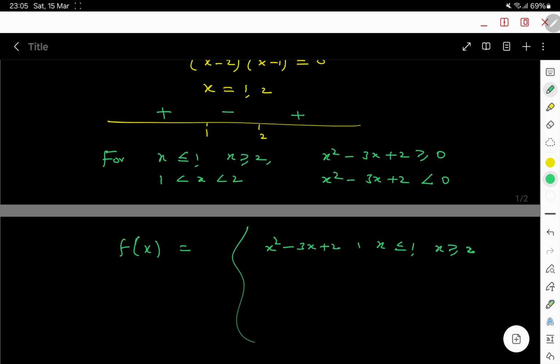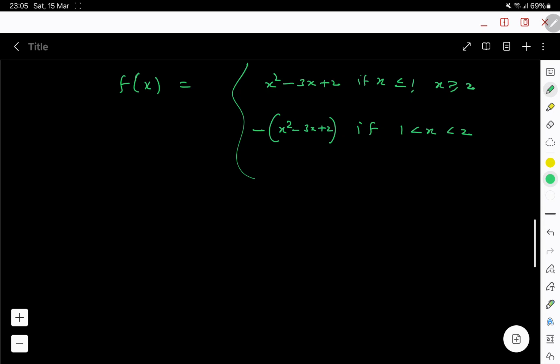If x lies between 1 and 2, x square minus 3x plus 2 is negative, so we write mod of that x square minus 3x plus 2 as minus of that value. So minus of x square minus 3x plus 2, okay. Now we have to differentiate.